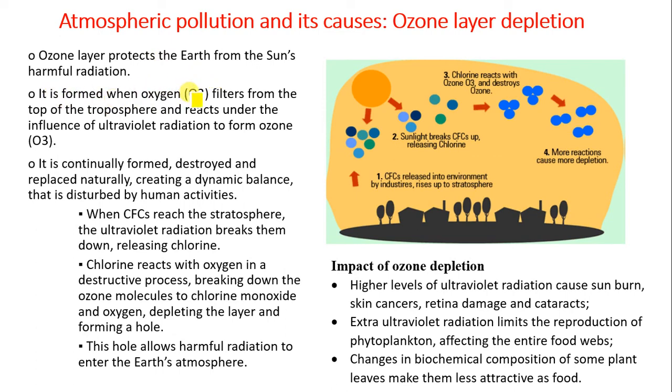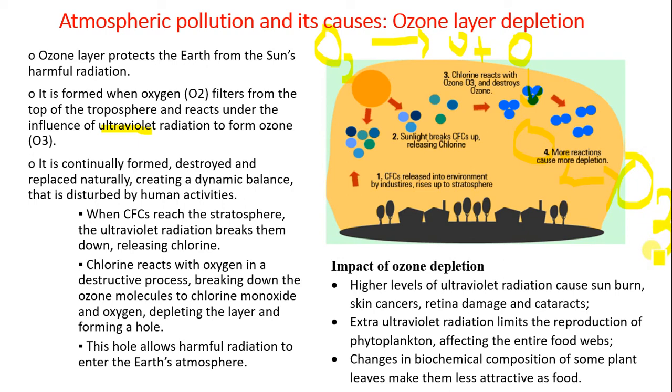Now, it is formed when oxygen filters from the top of the troposphere and reacts under the influence of ultraviolet radiation to form ozone. So when you have oxygen, it splits first to form individual oxygen atoms. Now, each of these oxygen atoms can, because of ultraviolet radiation, react with oxygen to form O3, which is the ozone. These occur inside the troposphere.